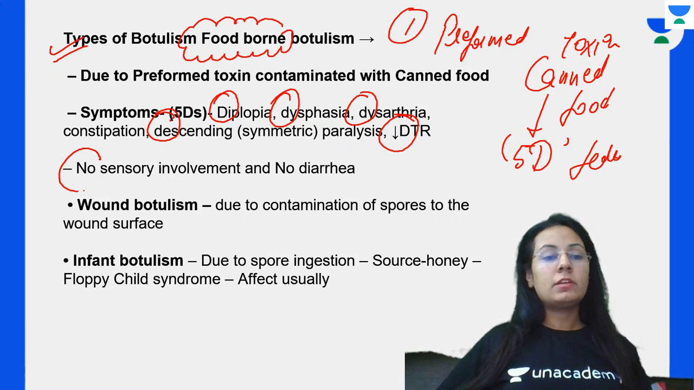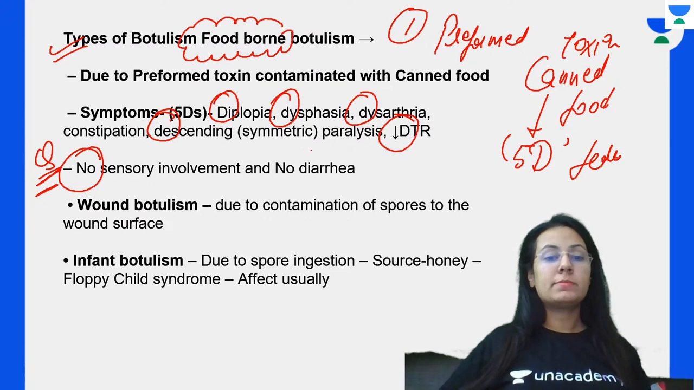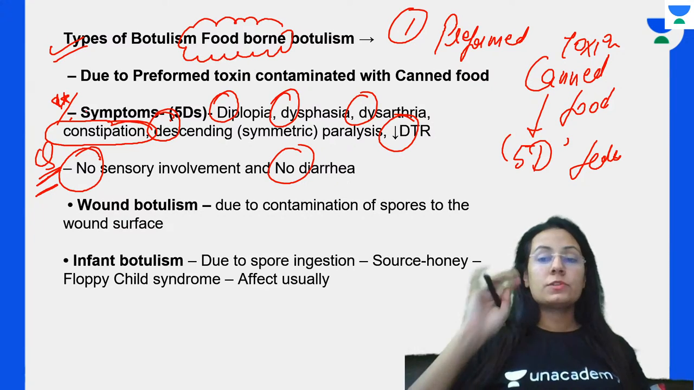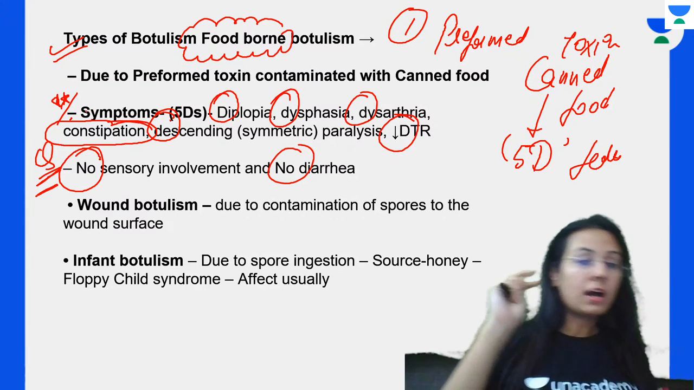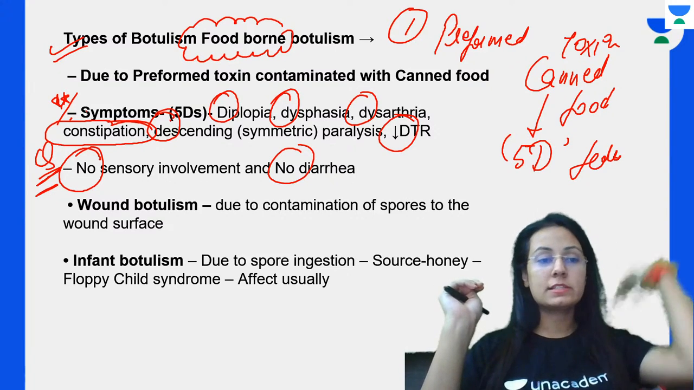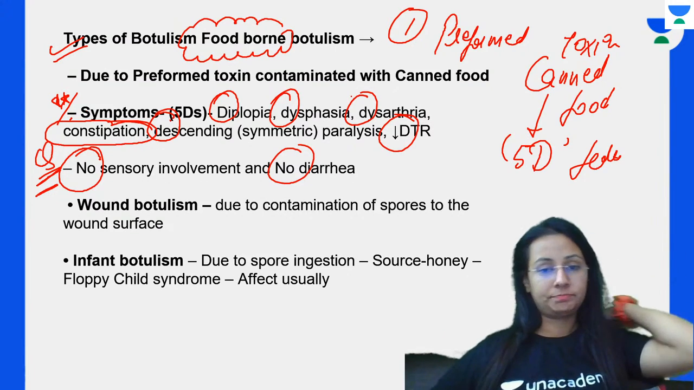No sensory involvement takes place. Very important, please remember that no sensory involvement takes place and no diarrhea. The feature is constipation. Constipation is a clinical feature. So it is 5D, that is diplopia, dysphagia, dysarthria, DTR decrease and descending paralysis, and the constipation.